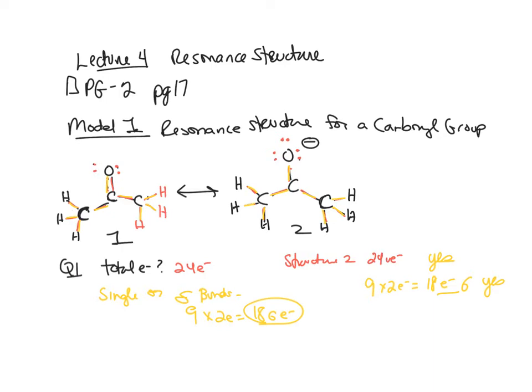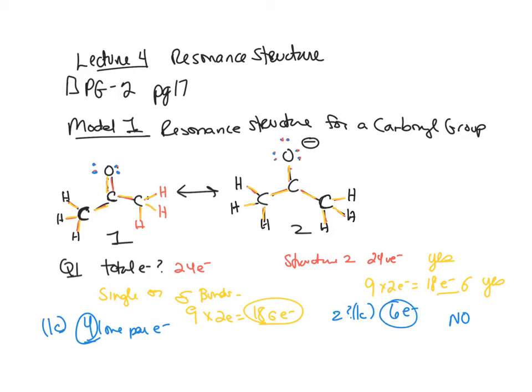How many lone pair electrons are found in structure 1? So lone pair: 1, 2, 3, 4. 4 lone pair electrons. This is question 1C. There's 4. How many in structure 2 for 1C? 1, 2, 3, 4, 5, 6. 6 electrons. Is the number of lone pair electrons the same in each structure? No. Okay, 4 and 6 are different.